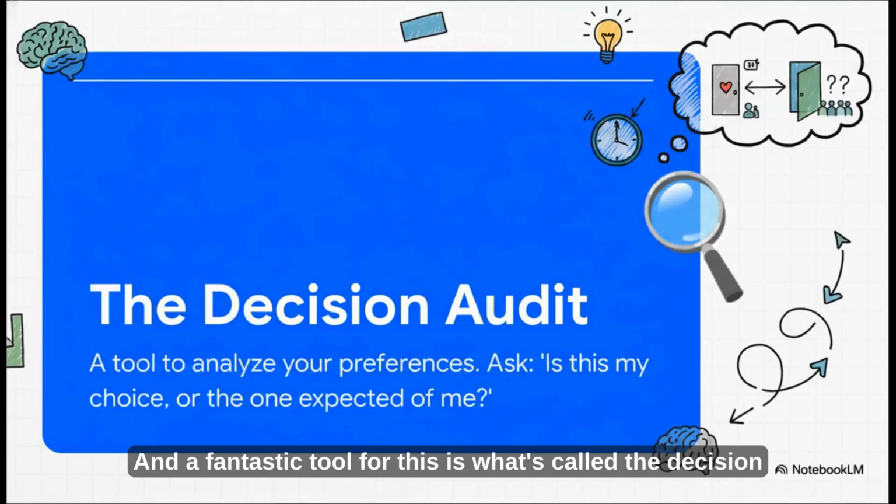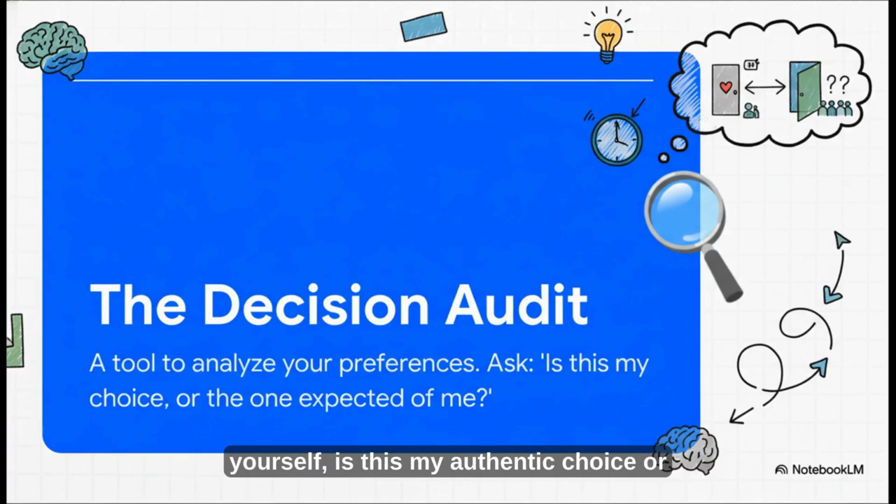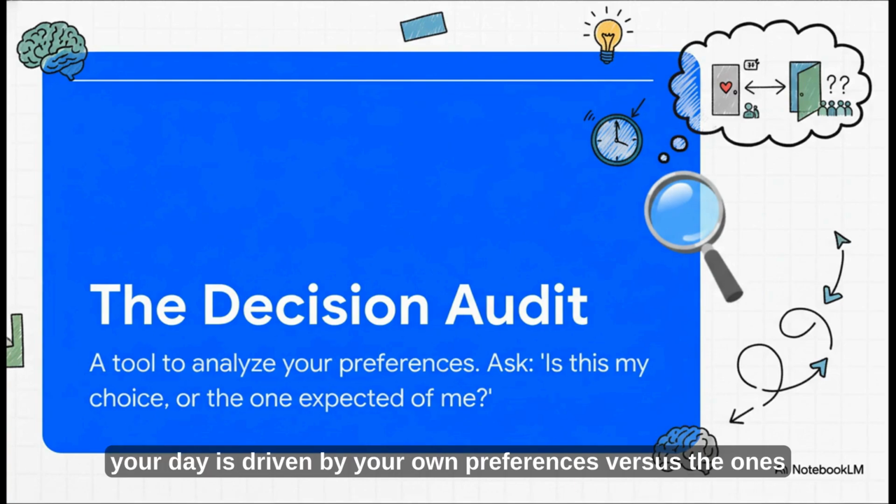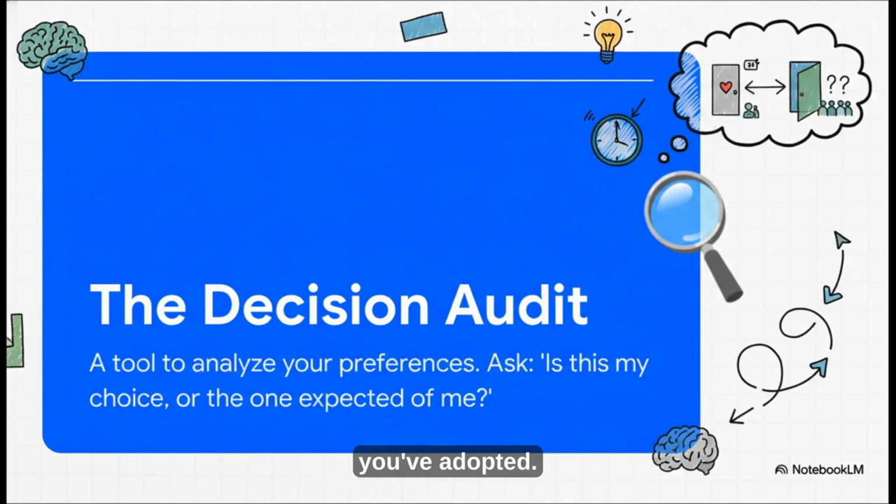And a fantastic tool for this is what's called the decision audit. For the next day, or hey, even just the next hour, just pause as you make small choices and ask yourself, is this my authentic choice, or is this the choice that's expected of me? The answer might actually surprise you. The goal here isn't self-judgment at all. It's simply data collection. You're just trying to see how much of your day is driven by your own preferences versus the ones you've adopted.